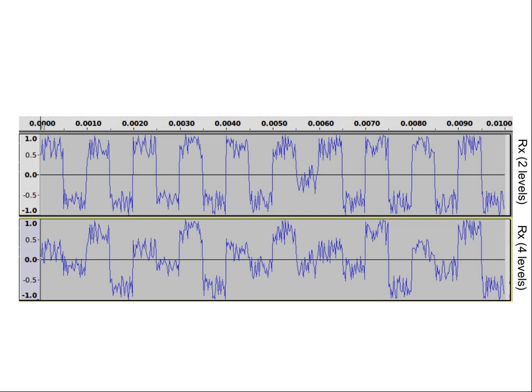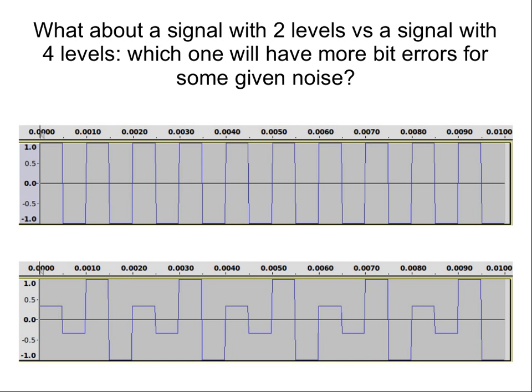It's not so clear on that picture. I'll just leave it as that explanation: an error will occur if the signal swaps to a different level or is nearer to a different level. In the case of four levels, if it's 0.33 and the noise is, let's say, minus 0.4, it will be nearer to minus 0.33 and the receiver will think it's a different sequence of bits. With the same amount of noise, more chance of bit errors when you have more levels. But the more levels you have, the higher the data rate. So we have a trade-off there.